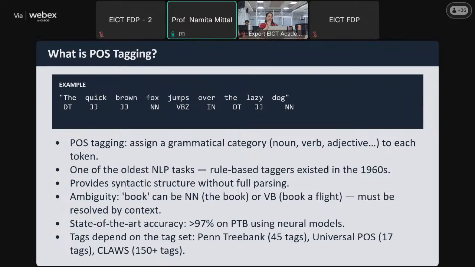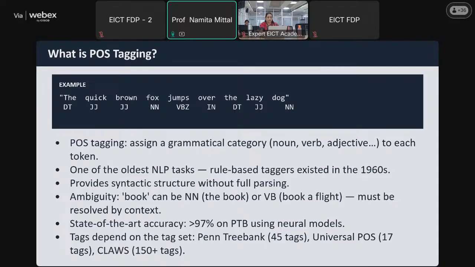So we will call this DT. And JJ is adjective. Brown is also adjective. Fox is noun. Jumps is verb. Over is IN. The is article. Lazy is adjective. And dog is again NN. That is what? One label per token. Every token has its own label. So part of speech tagging assigns a grammatical category, noun, verb, adjective, to each token.